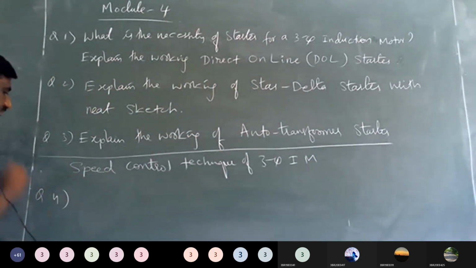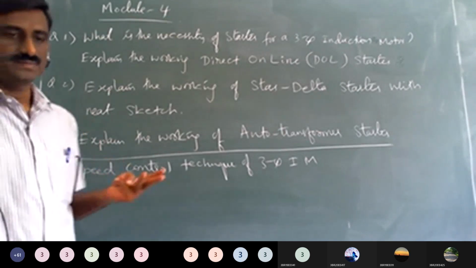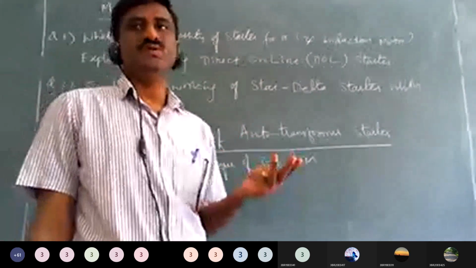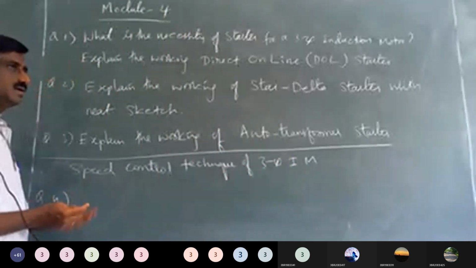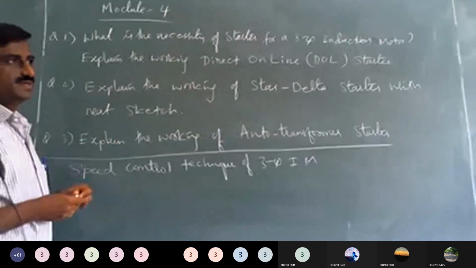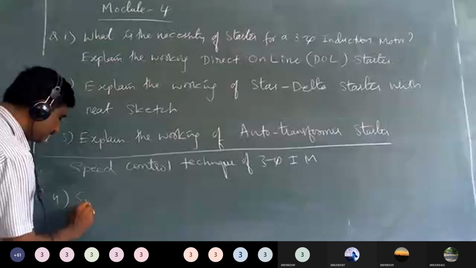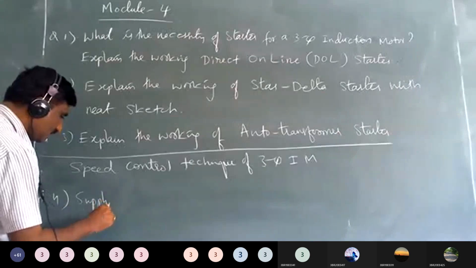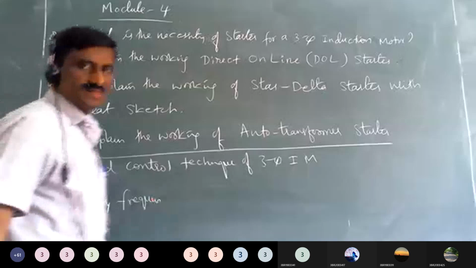Question number 4. Actually 3 methods of speed control are there. First, there are 2 approaches: stator side speed control and rotor side speed control. Stator side speed control has 2 methods. One is supply frequency control. Now you can write like this.